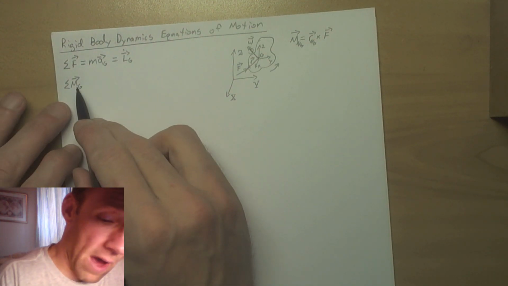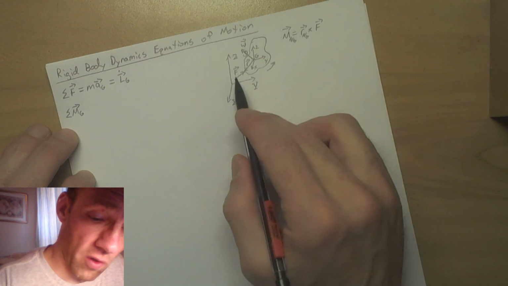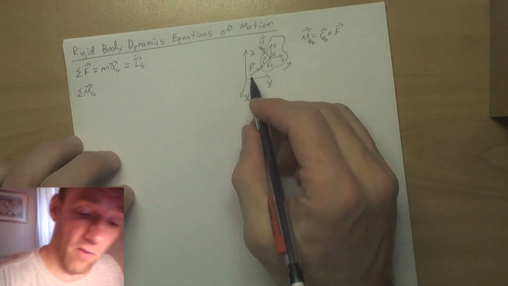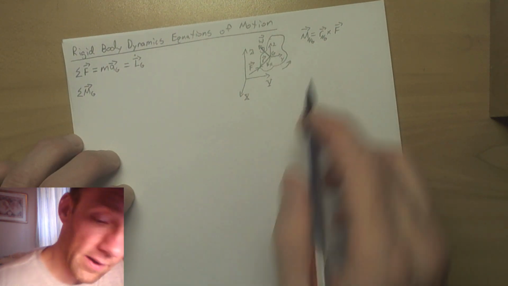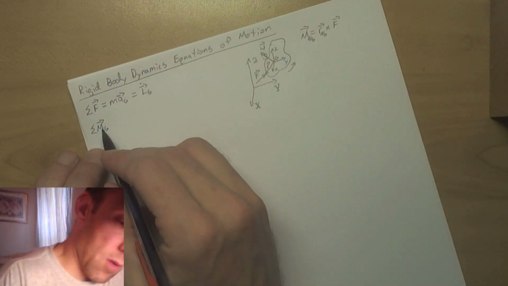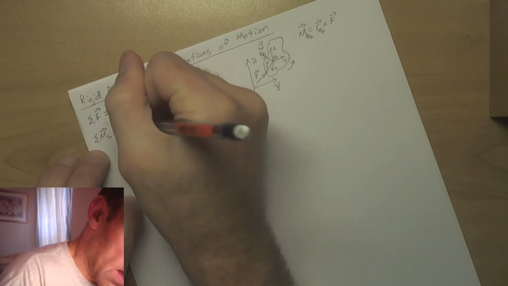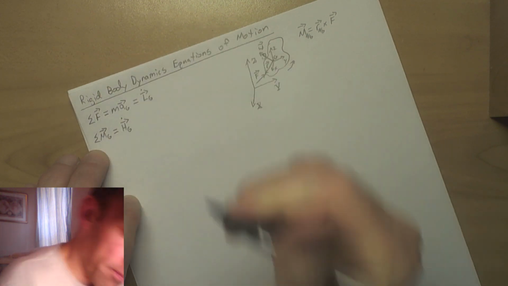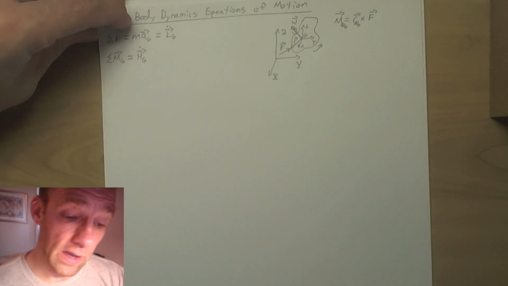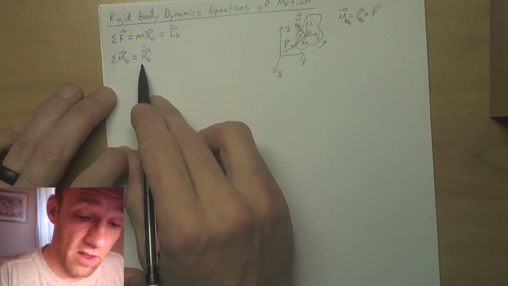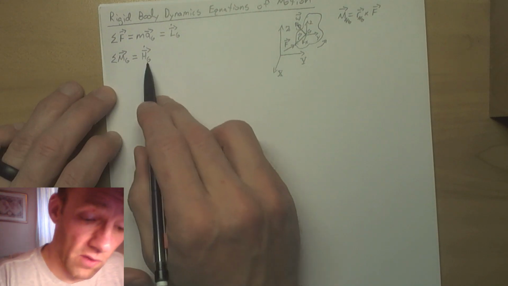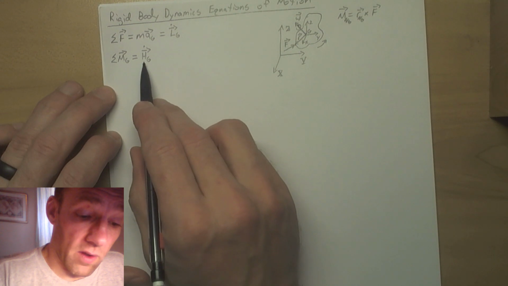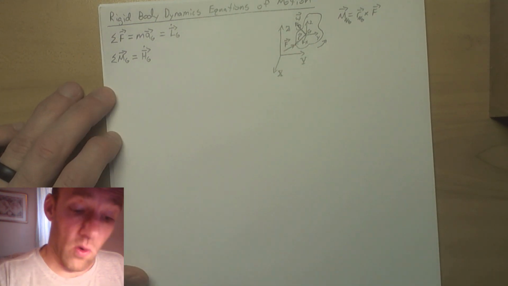So the moments about G are just the sum of all the individual forces and the moment arm created by the fact that the force isn't passing directly through G. The moments about G are equal to the time derivative of the angular momentum about G. We revisited this when we talked about angular momentum to begin with, when we were talking about systems of particles, and this is the same equation.